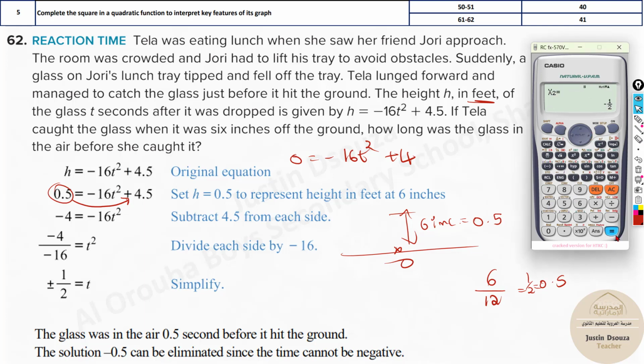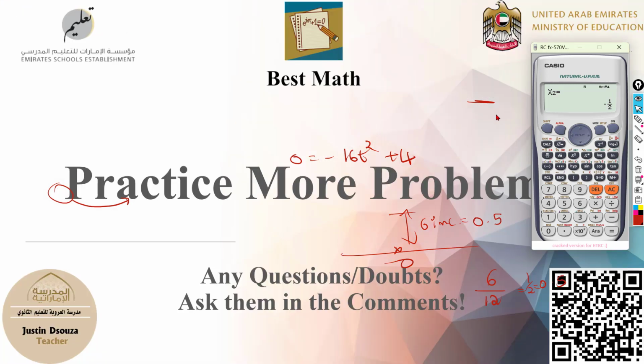And the answer is half and negative half, plus or minus half. But you can't have negative time. So obviously it was in the air for half a second. That's it. So within half a second it was falling, but since it did not hit the ground, it was caught within half a second. So that's how we do it.